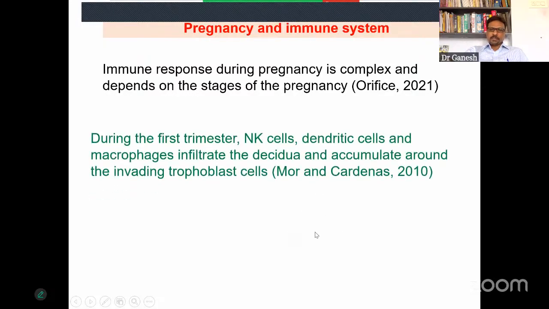So during the first trimester, the natural killer cells, then the dendritic cells, which are also known as the antigen presenting cells, and the macrophages, the phagocytes, infiltrate the decidua and accumulate around the invading trophoblast cells. So this is the location where the placenta will be taking place, that is in the endometrial layer. The trophoblast cells, which serve as the fetal-maternal interface, will invade the uterine epithelium, where they have to establish a suitable environment for the supply of nutrition from the mother to the baby.